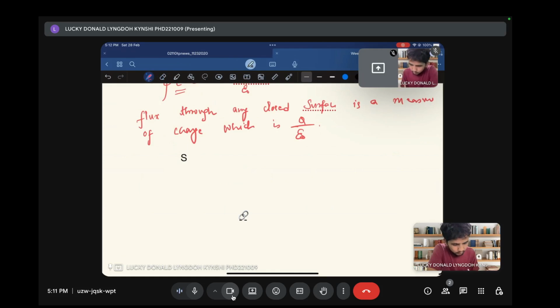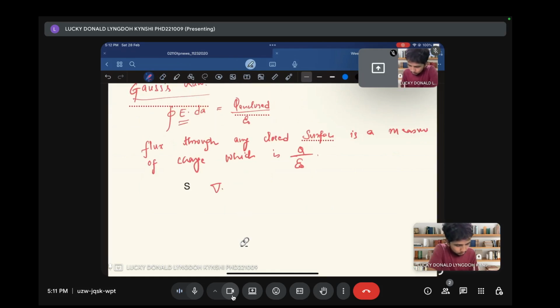So E dot dA you can convert to del dot E equal to rho divided by epsilon naught. Okay, so how do we get this rho by epsilon naught? Del dot E is equal to rho by epsilon naught. We can get it by converting the closed integration of E dot dA, which is actually equal to the volume integral of del dot E dV.